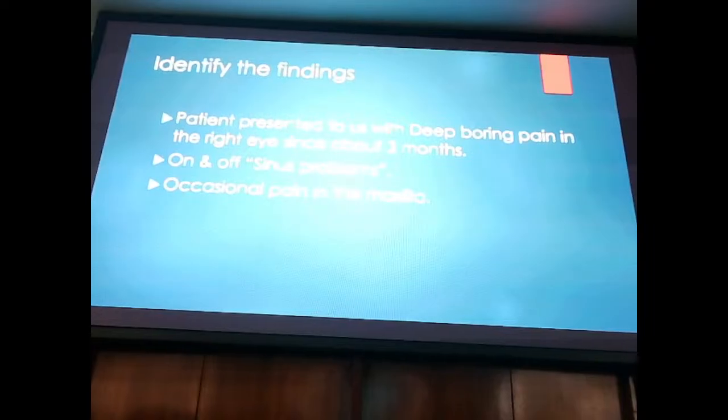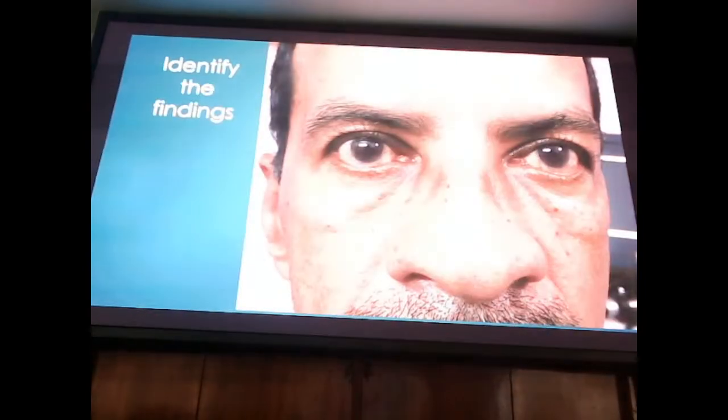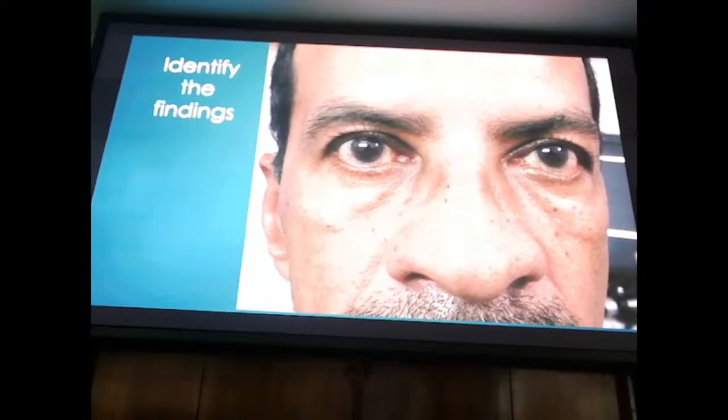Now there is one thing that I want to sort of, this is a case study that I want you to contribute to. So this patient presented to us with deep boring pain in the right eye for about 3 months. Okay, he's had on and off sinus problem and pain in the maxillary sinus. This is what the picture looks like. So can any of you tell me what the findings are here?